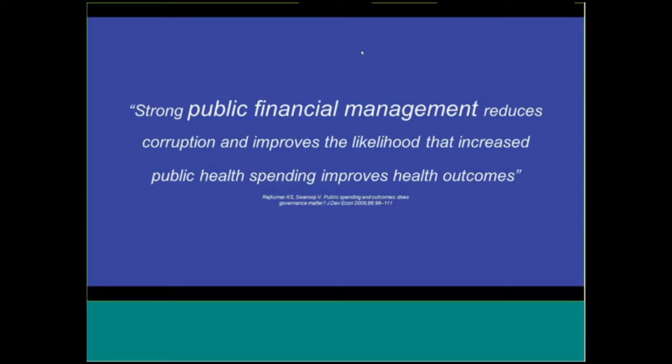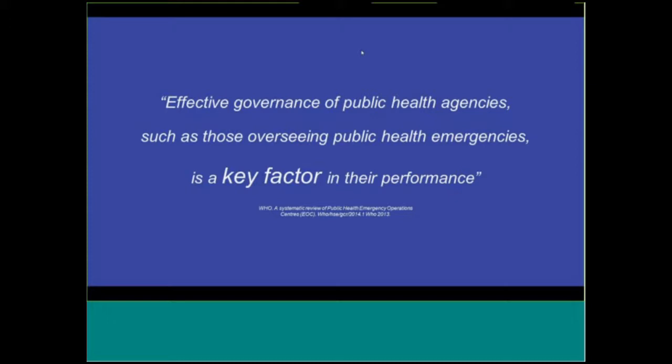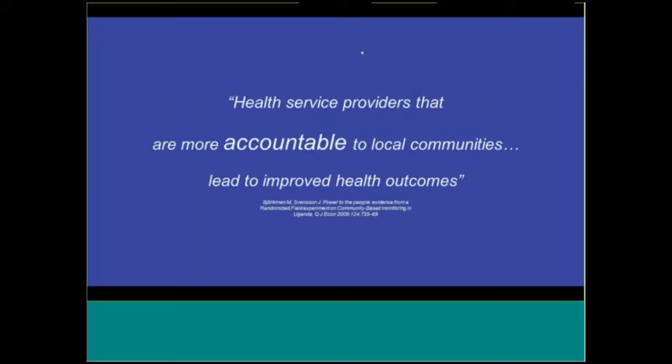We know that strong public financial management reduces corruption and improves the likelihood that increased public health spending, where that can happen, improves health outcomes. We also know that for the governance of public health agencies, such as those responding to public health emergencies, a key factor in their performance is the quality of governance. And at the health service provider level, we know that where service providers are more accountable to their local communities, they actually improve the health outcomes of those communities.